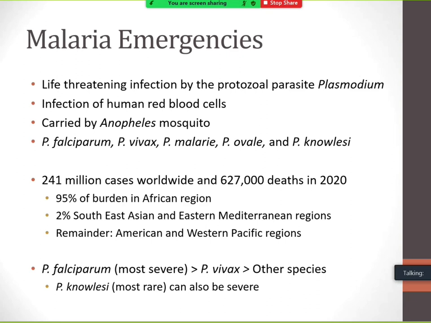We all know it's a protozoal infection of red blood cells. The Anopheles mosquito is the one you need to know about. Classically, we're taught about the four common species.